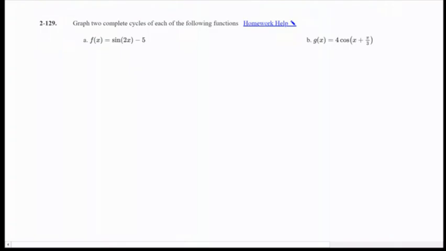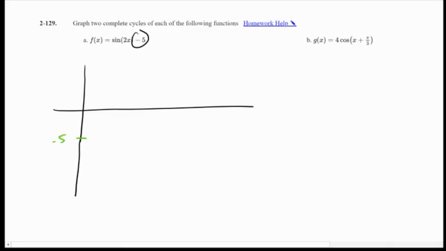us to graph two complete cycles of each of the functions. So f of x here, this first one, I see that I have a midline at -5. So I'm going to call this -5 here. Extend this. Not super to scale here, so bear with me if that's okay with you all. But my midline here is going to be at -5.